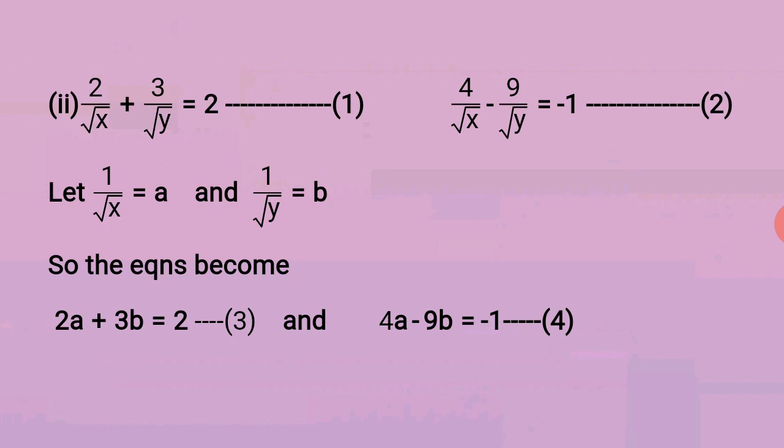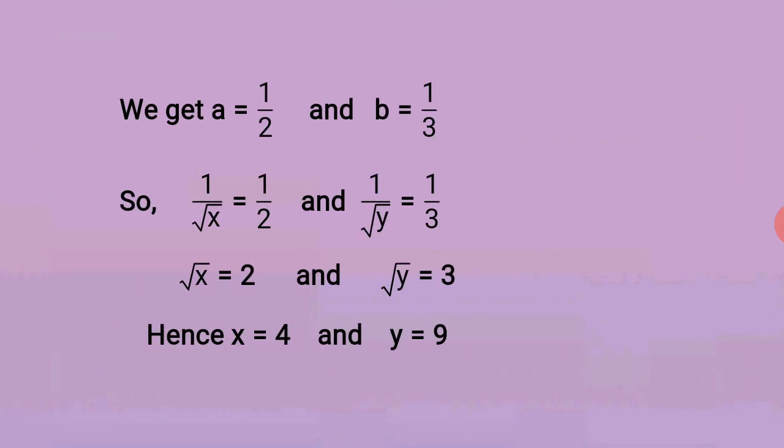With these two equations, that is 3 and 4, we'll solve it for a and b, and this is how we get a equal to 1 by 2 and b equal to 1 by 3. Once this is got, you will resubstitute.